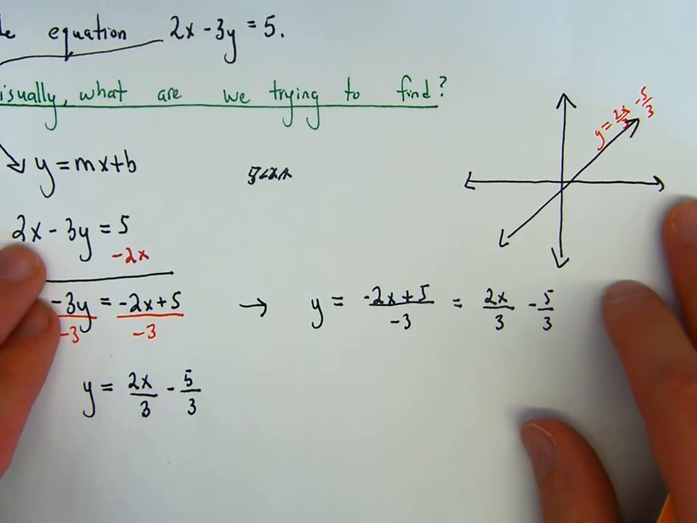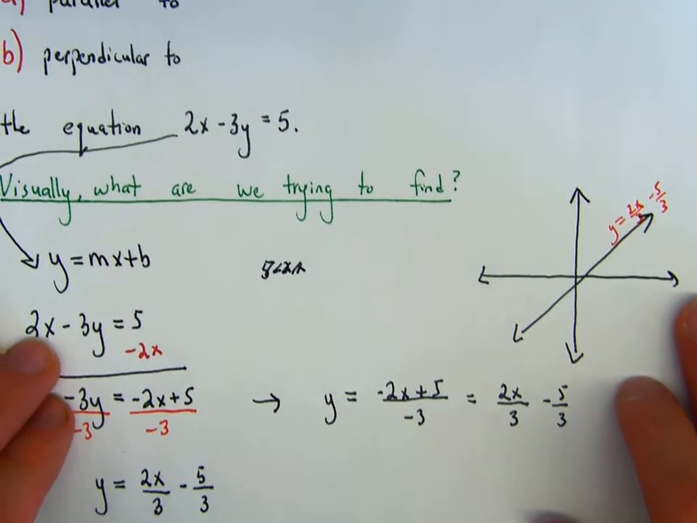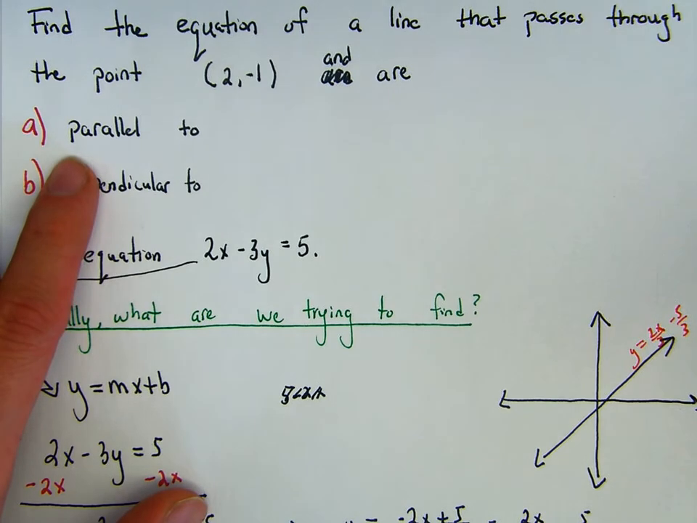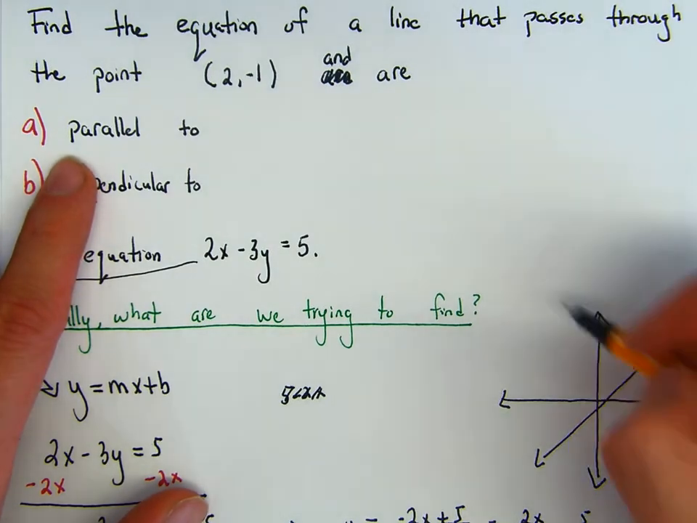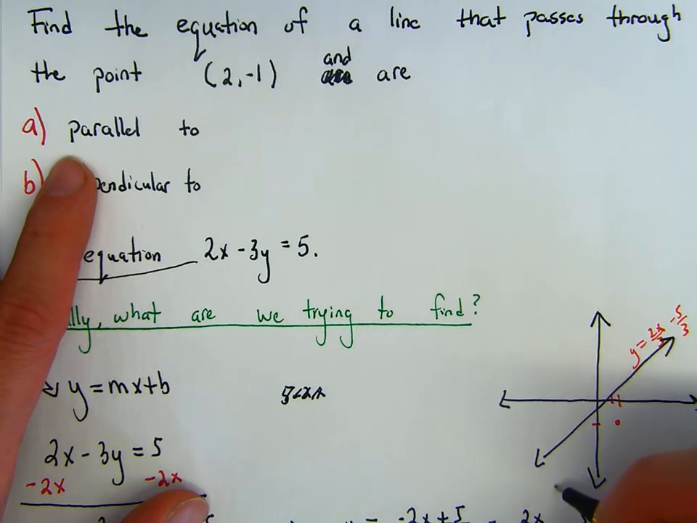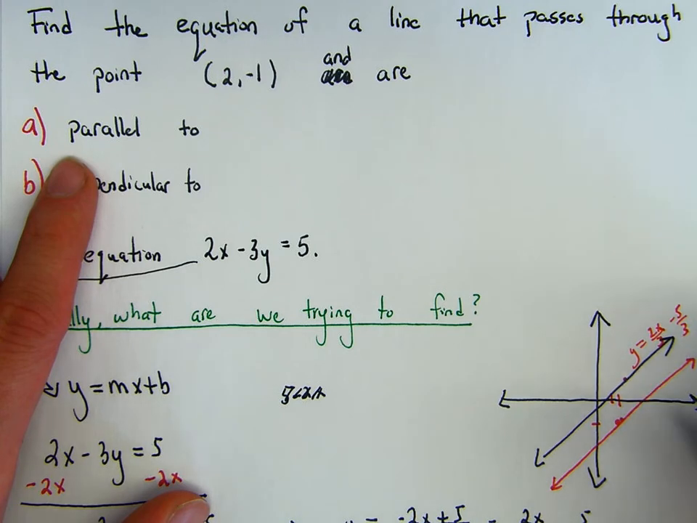What we want to do is find a line that is parallel to this line, but it also intersects the point (2, -1). So where is (2, -1)? It should be somewhere here, right? This is (2, -1). So we want to find a line that passes through this point and is parallel to this line.